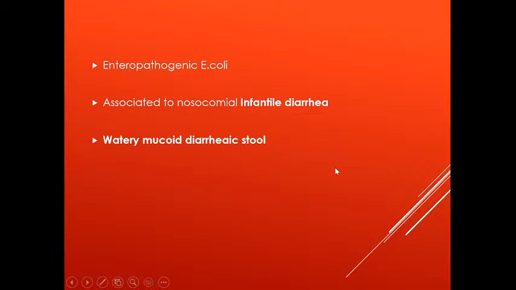that are negative for parasites, negative for helminthic parasites and amoebic parasites, then you might need to consider enteropathogenic E. coli, depending on, of course, the biochemical findings.